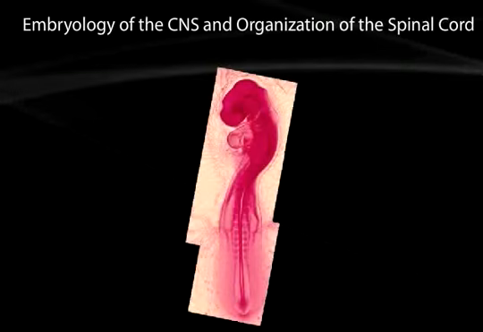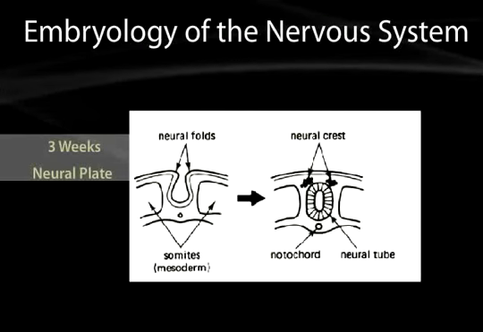In this image, what you'll see is a section of the embryo, and we're going to cover how the brain develops. At 3 weeks of embryologic development, the neural plate forms. The neural folds will come together to form the neural tube. Above the neural tube are patches of cells called the neural crest cells.